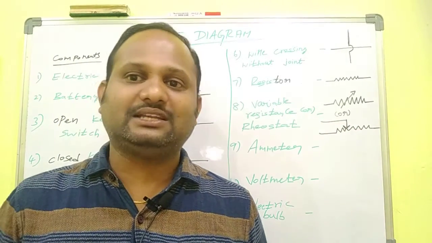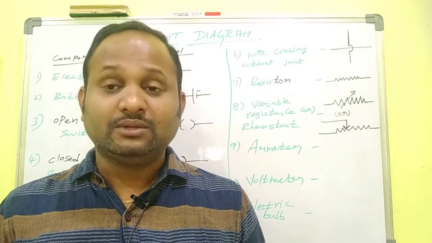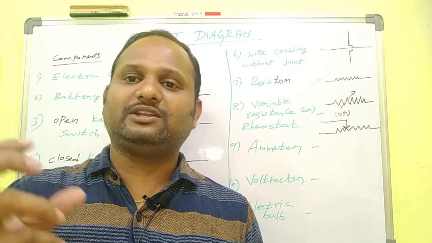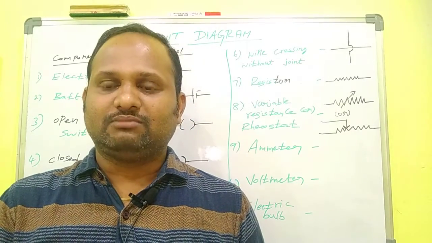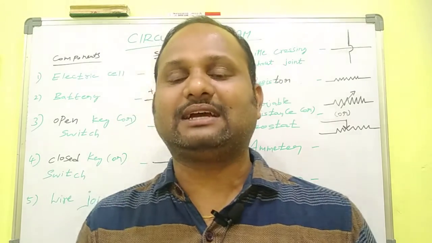Rheostat is used to vary the resistance in order to vary the electric current in the circuit. If you want to increase or decrease the electric current in a circuit, we can connect one rheostat in the circuit. With the help of rheostat, we can manage and regulate the current in the circuit.